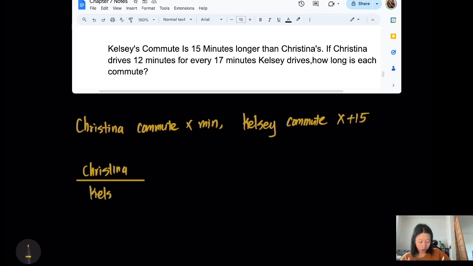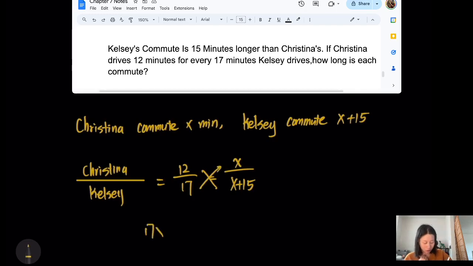So the proportion is always Christina over Kelsey, or the other way around. That works. For every 12 minutes of driving, Kelsey drives 70 minutes. And if Christina drives x, Kelsey is going to be x plus 15. So here's the setup proportion. Use the cross product. I have 70x equals 12 times (x plus 15).